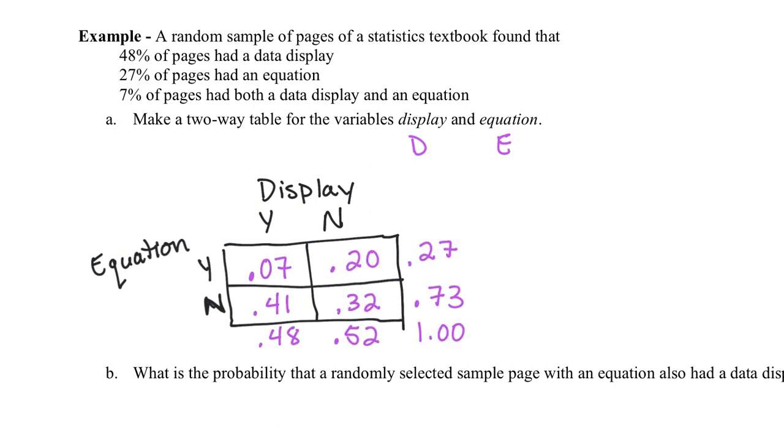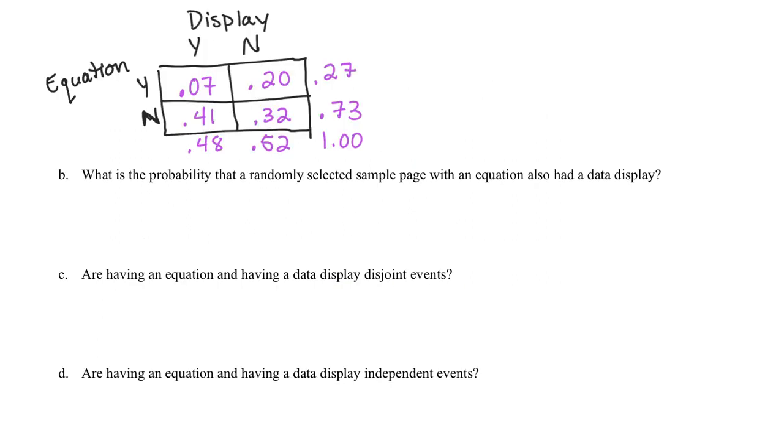So here are the numbers I've got. If you need to take a moment to copy those down, do it. Otherwise, let's jump into this first question based on this two-way table. Question one asks, what is the probability that a randomly selected sample page with an equation also had a data display? This is a conditional probability. It says a sample page with an equation, so we know it already has an equation on it, and it also has a display.